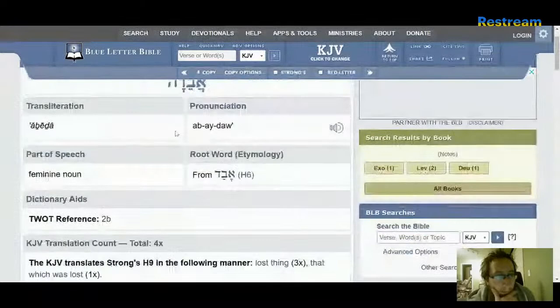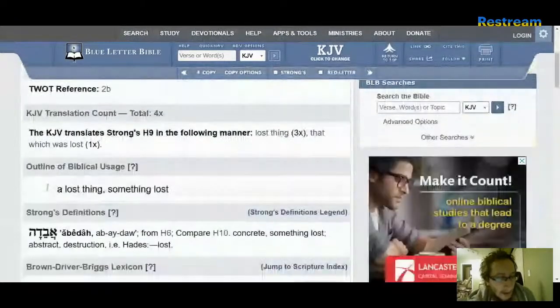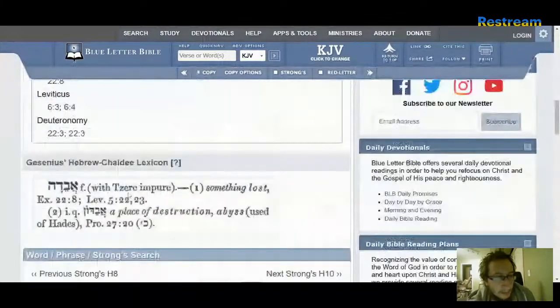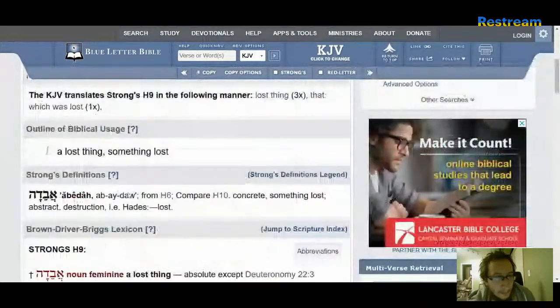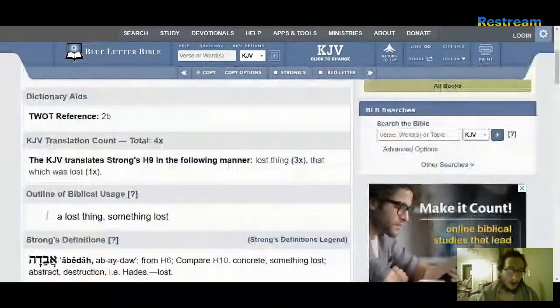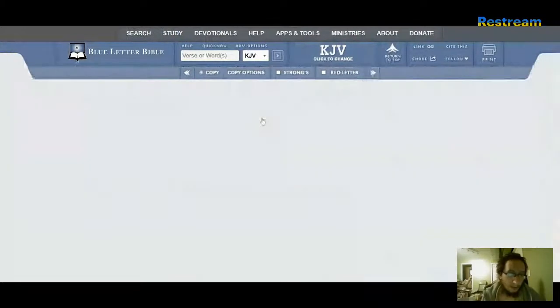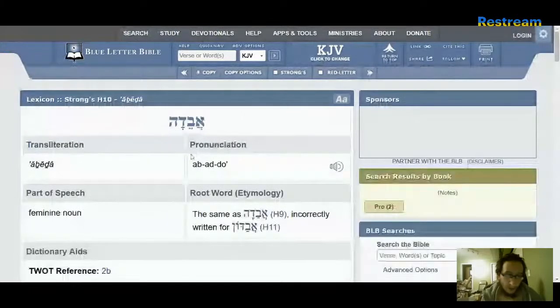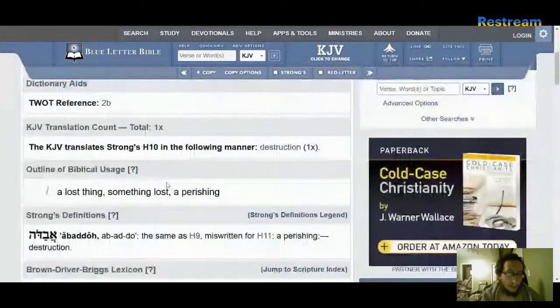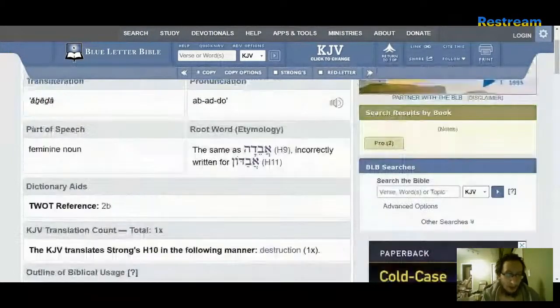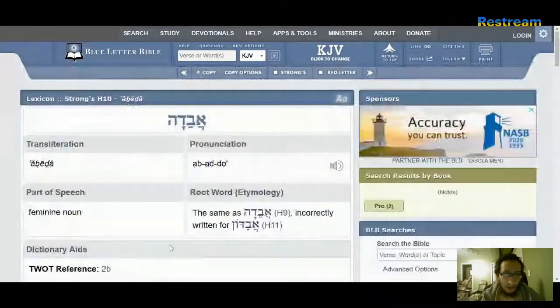Abda, a lost thing. That occurs like 4 times, and it's literally from that same root. And we have again a lost thing, something lost, something that's perishing, abda.